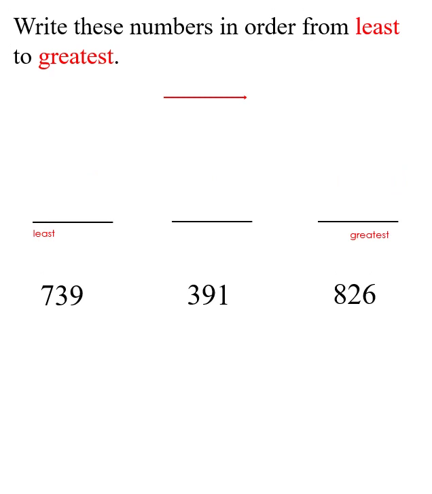Write these numbers in order from least to greatest. So again, starting with our smallest number, working our way up to our biggest number, least to greatest. We start in the hundreds place. 739 has 7 hundreds, 391 has 3 hundreds, and 826 has 8 hundreds. I know that 3 is smaller than 7 and 8, so 391 is going to go on that first line.